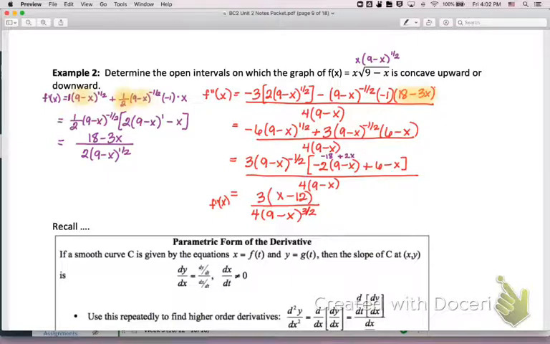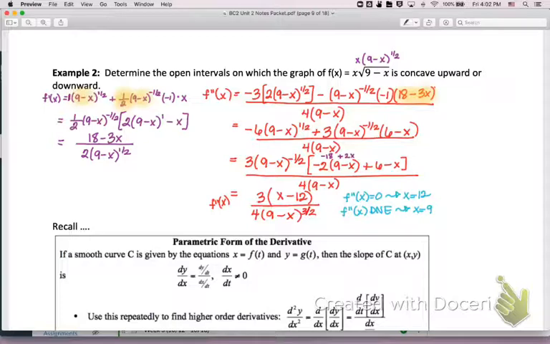So what were we doing? We need to find our possible points of inflection. So we want to look at where does the numerator equal 0, where does the denominator equal 0. So f double prime of x equals 0 when x is equal to 12, because that's when the numerator is equal to 0. F double prime of x does not exist, it's undefined, when x equals 9, because that is when the denominator is equal to 0. So those are possibly two of our potential points of inflection.